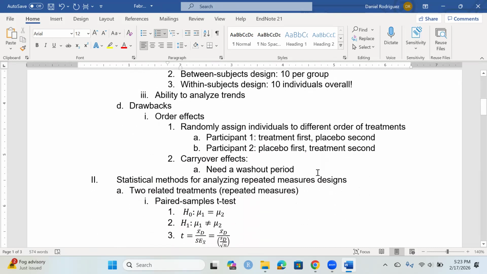Some drawbacks: we have order effects. Depending on which treatment one receives first, it may have an effect on later performance. To deal with that, we randomly assign people to different orders of the treatment. For instance, participant one may receive the treatment first, followed by the placebo. Participant two might receive the placebo first, followed by the treatment. That way we can eliminate any type of order effect.